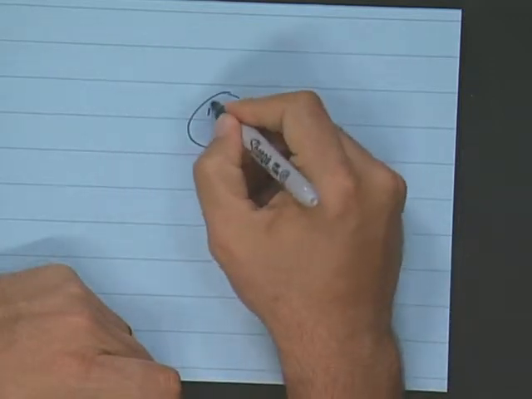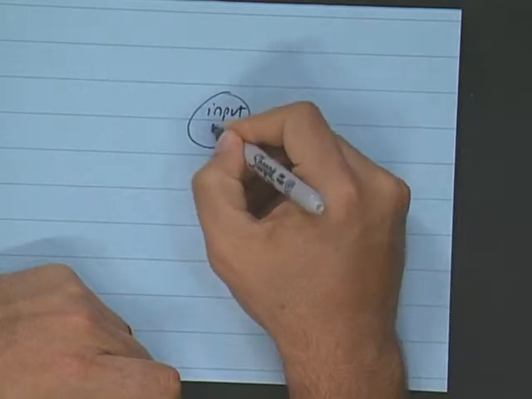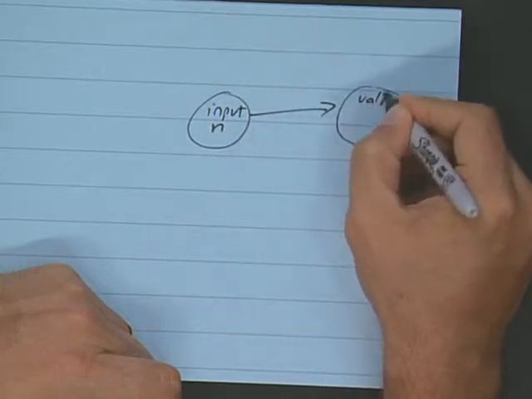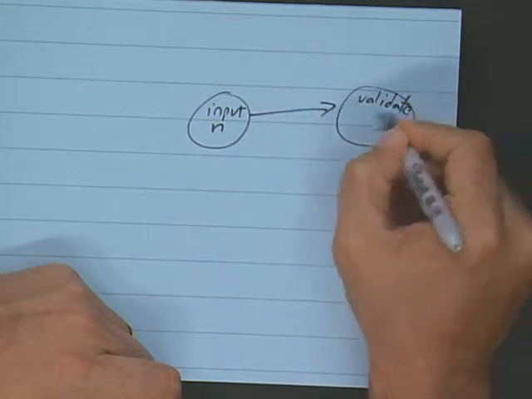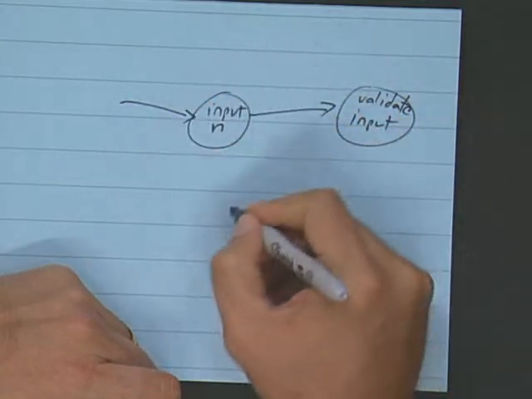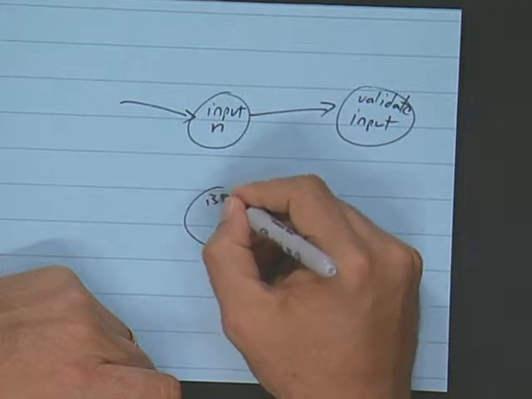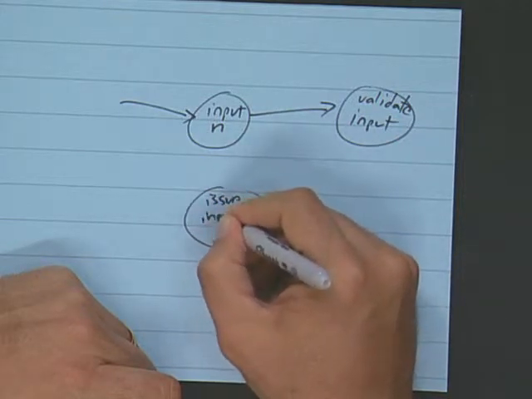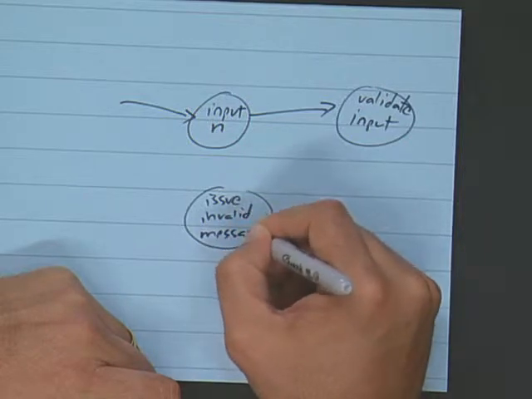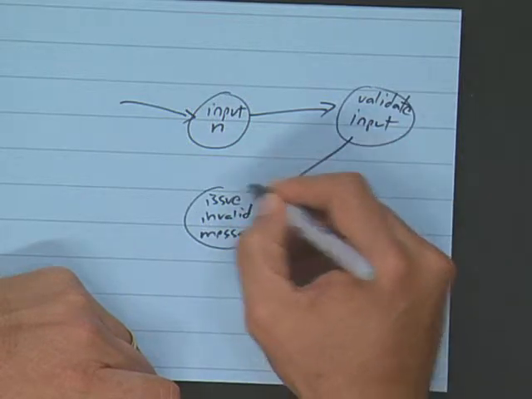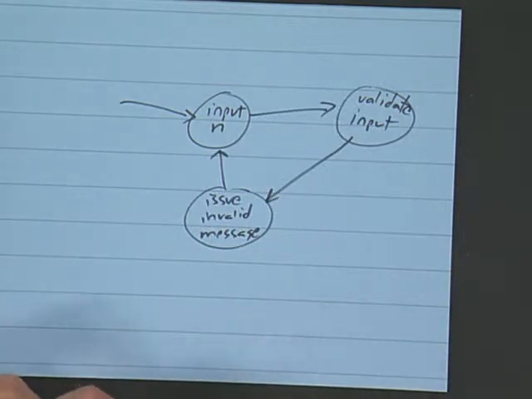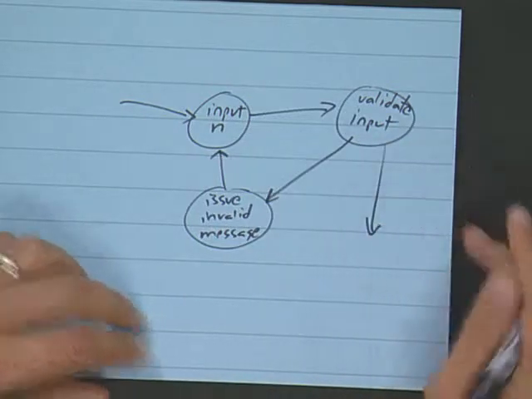So I've got this input N, and then I have this validate input happening here, and then I've got this issue invalid message, which is an output, and then back up here. Okay, that's what that picture shows, and then there's another.